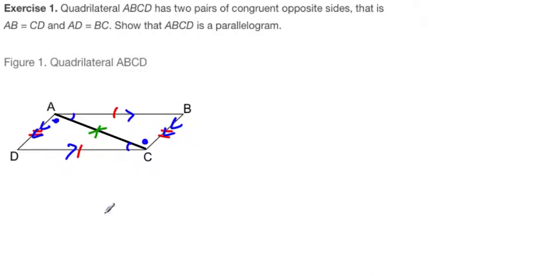Then we get to realize that we have a quadrilateral where opposite sides are parallel to each other. By the definition of a parallelogram, this quadrilateral must be a parallelogram. So let's try to write this one up together.